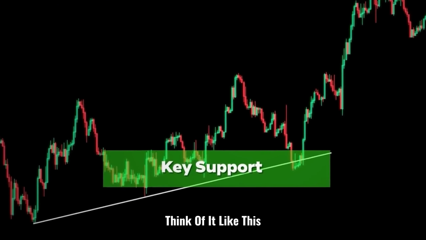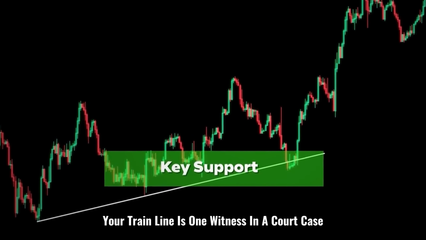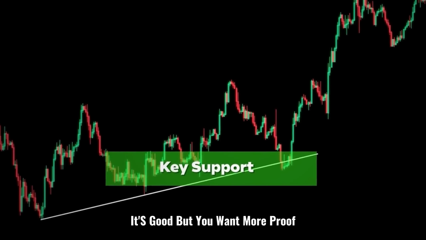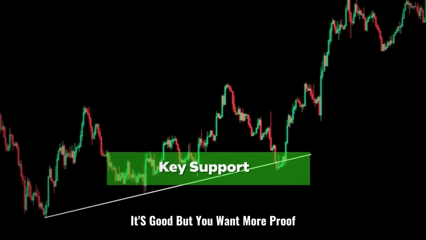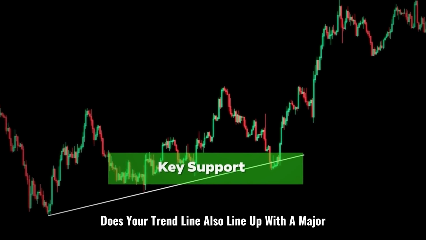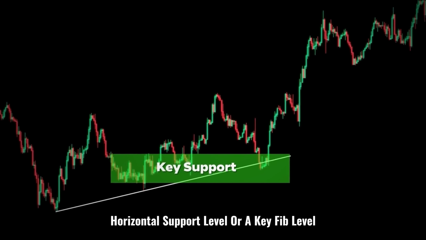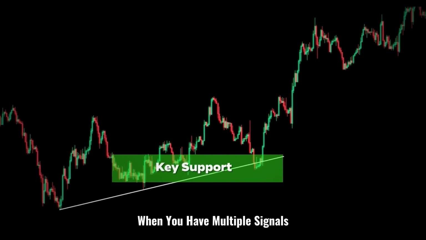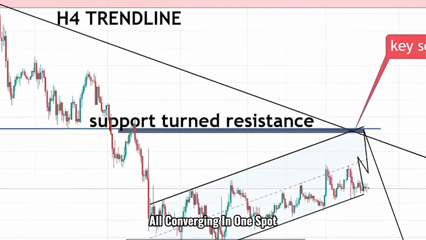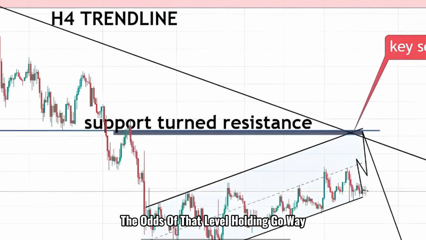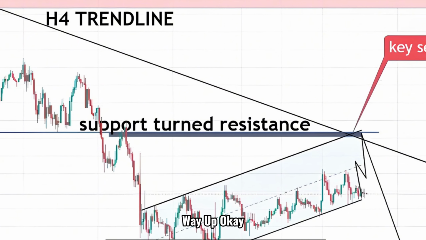Think of it like this. Your trend line is one witness in a court case. It's good, but you want more proof. Does your trend line also line up with a major horizontal support level or a key fib level? When you have multiple signals all converging in one spot, the odds of that level holding go way up.